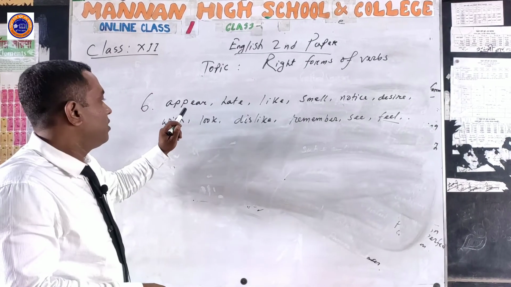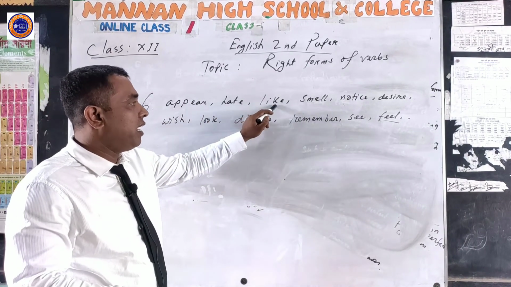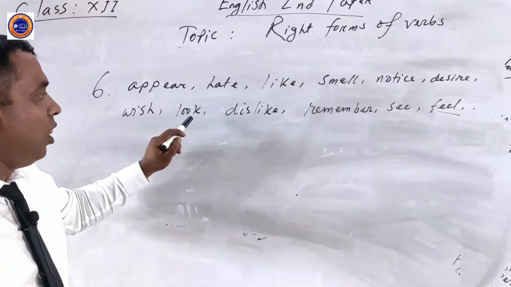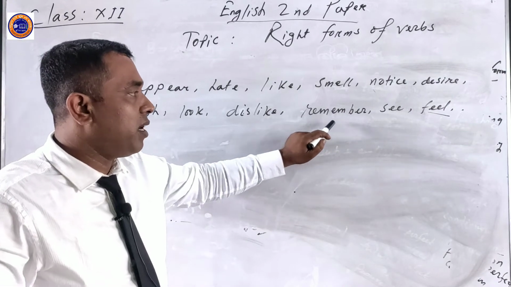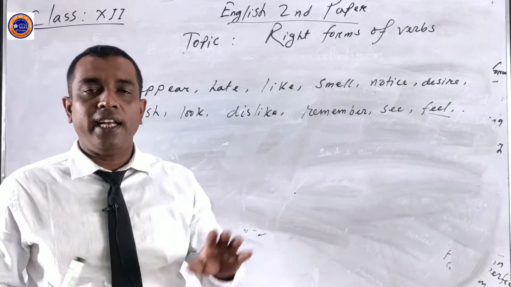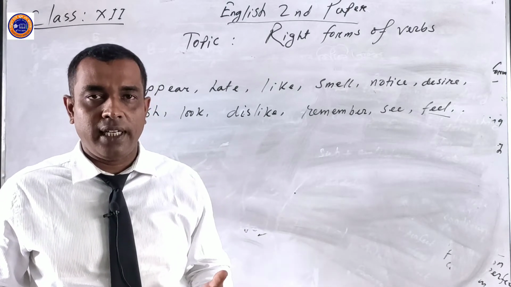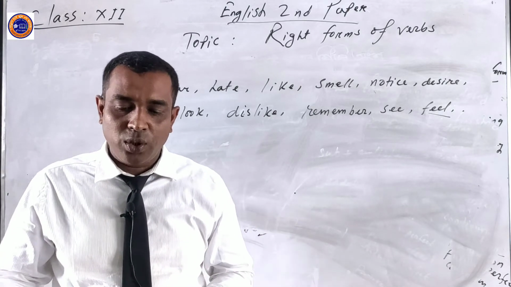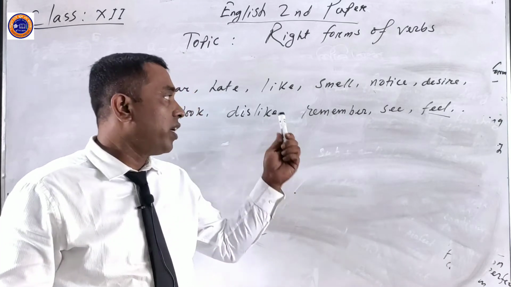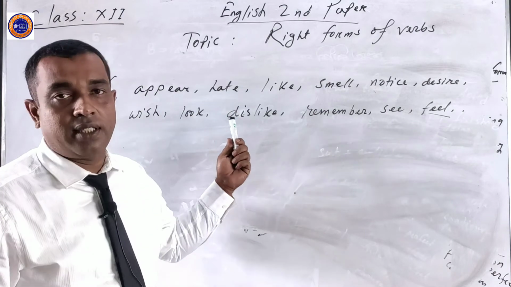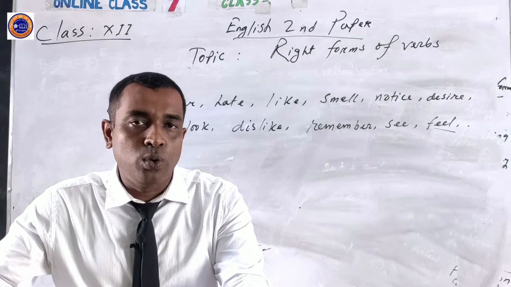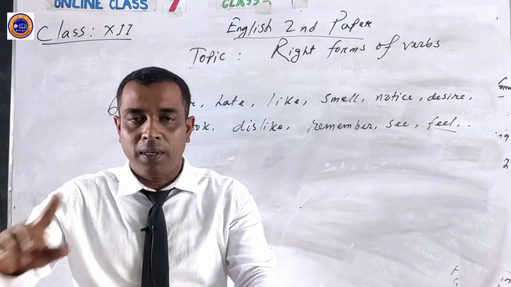Rule number 6. Look at these words: appear, hate, like, smell, notice, desire, wish, look, dislike, remember, see and feel. Dear students, if any of these words is present in a sentence, you need not use ing with the verb. That is, if any of these words is present in any sentence, you cannot use the ing form of the verb. I'm giving you an example.